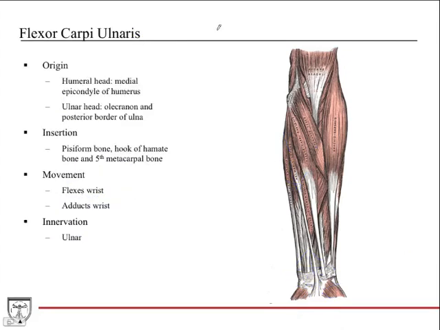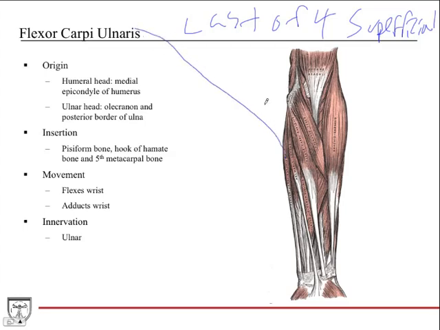Flexor carpi ulnaris. So this is the last of the four superficial muscles. Okay. And so that's this muscle right here, okay? So it has a humeral head, which attaches here onto the medial epicondyle. So it has two heads, a humeral head and an ulnar head. The ulnar head attaches to the olecranon and the posterior border of the ulna. So you can't see that here. If you were to go deep to this, you could see the ulnar head traveling in here, okay?